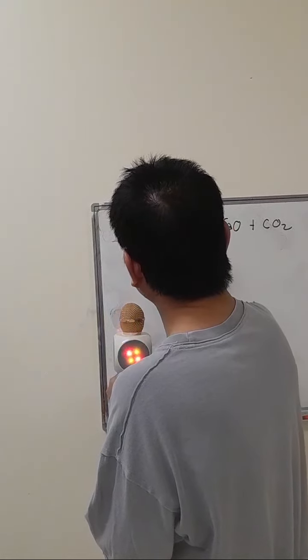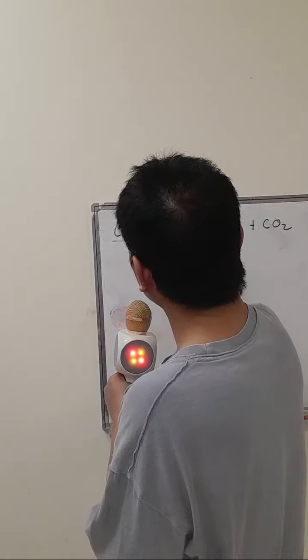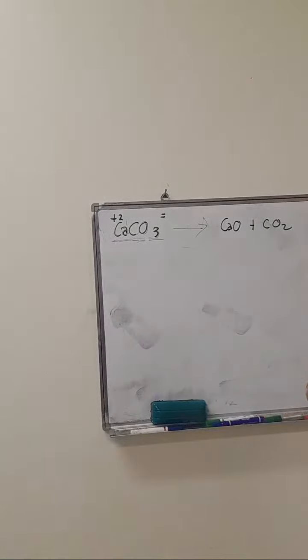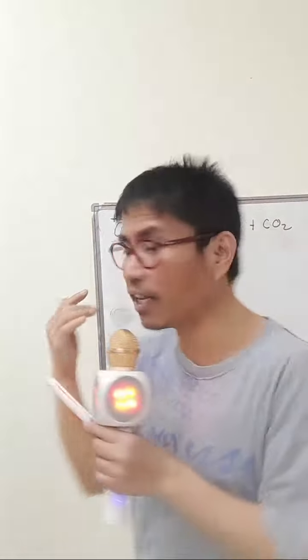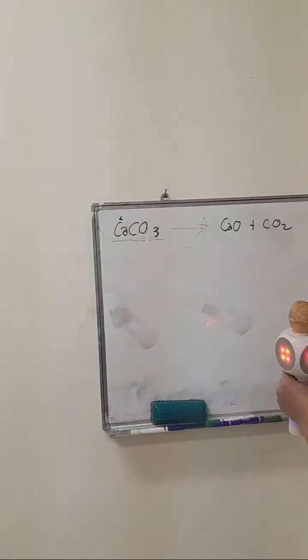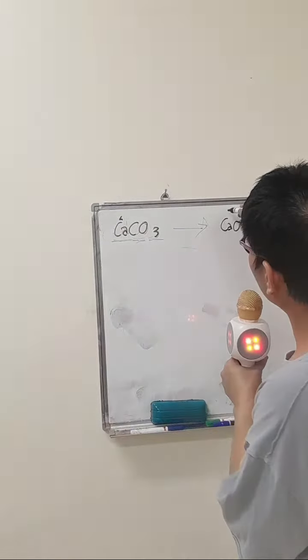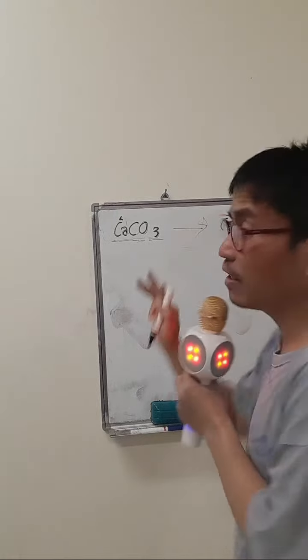I will explain further. Carbonate has a -2 charge and calcium has +2. So in the neutralization reaction, it will become 0, right? So it will become a compound. Okay? So it cancels. Now here, calcium oxide: the charge of oxygen is -2 and the charge of calcium is +2. So -2 and +2 cancel. Okay?